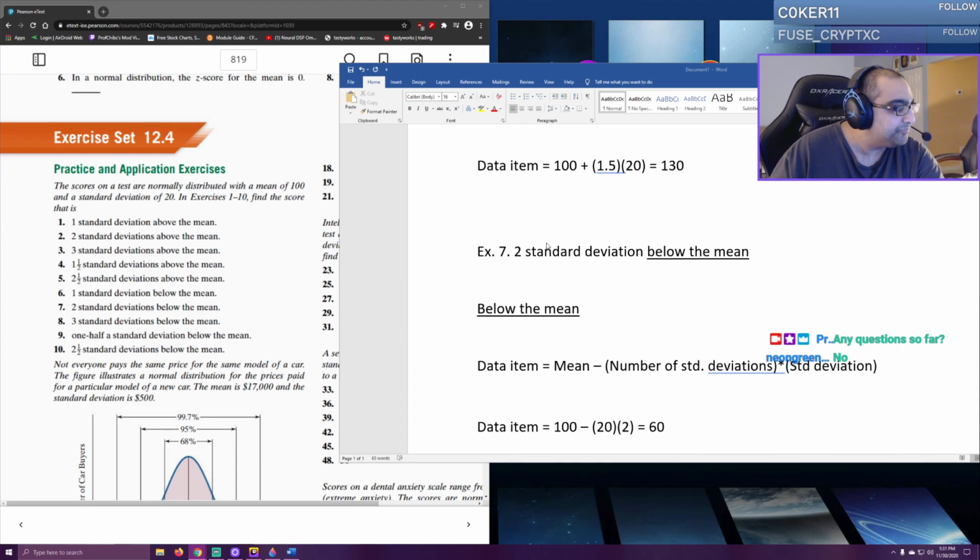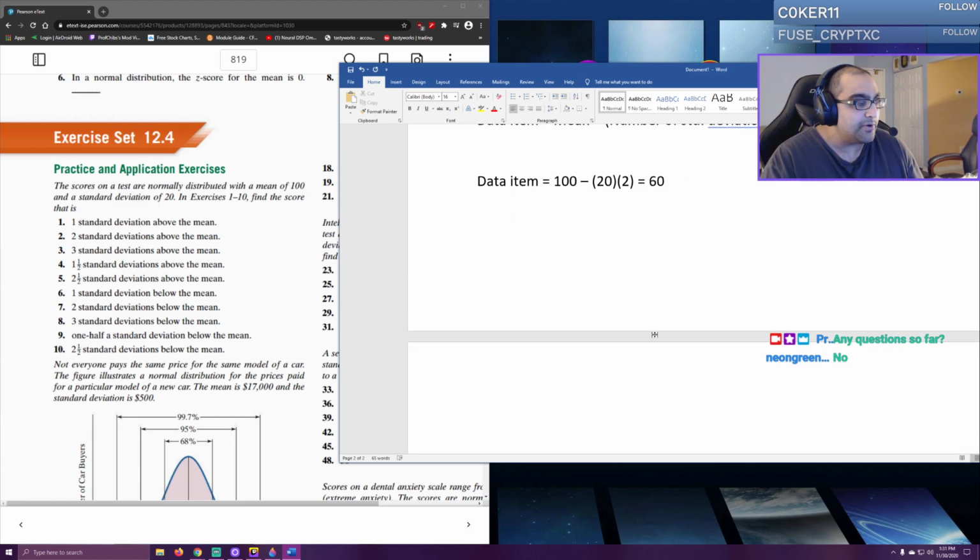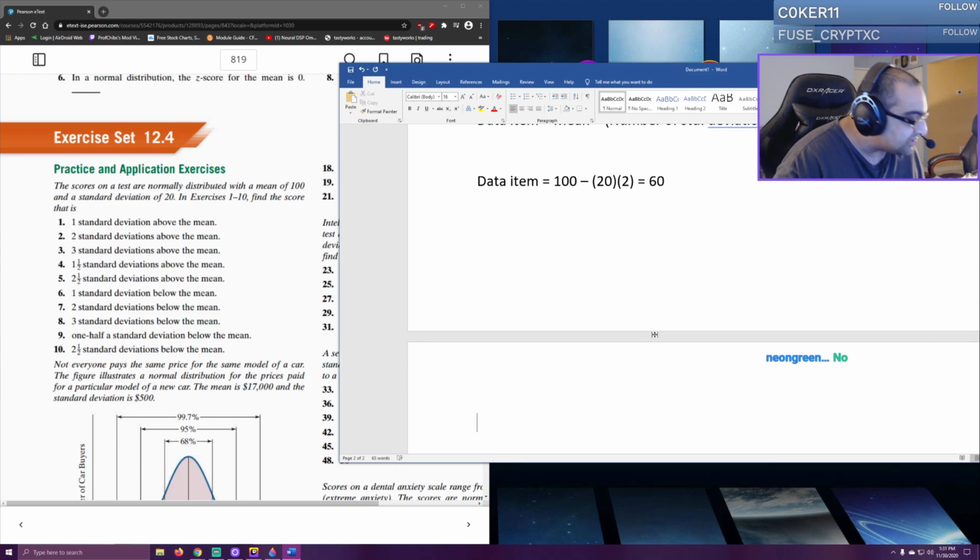Well, let's talk about the next part here. There's a lot more to talk about with standard deviations. This is just the tip of the iceberg. Now, the next part we're going to talk about is a very specific rule, very unique to normal distributions.